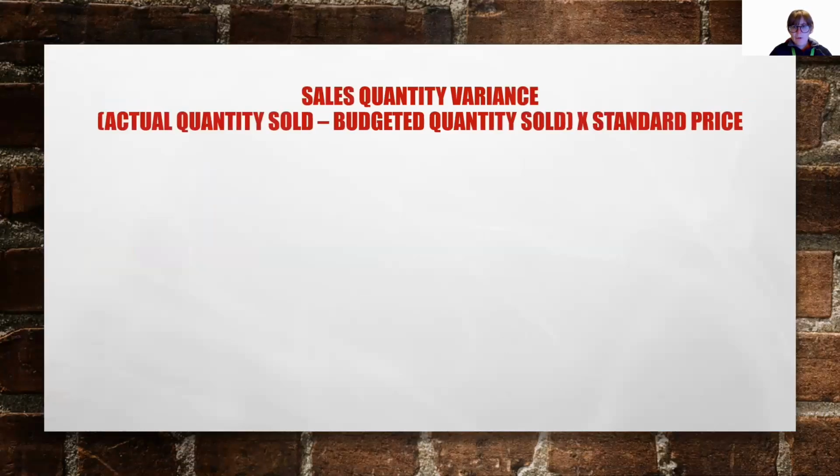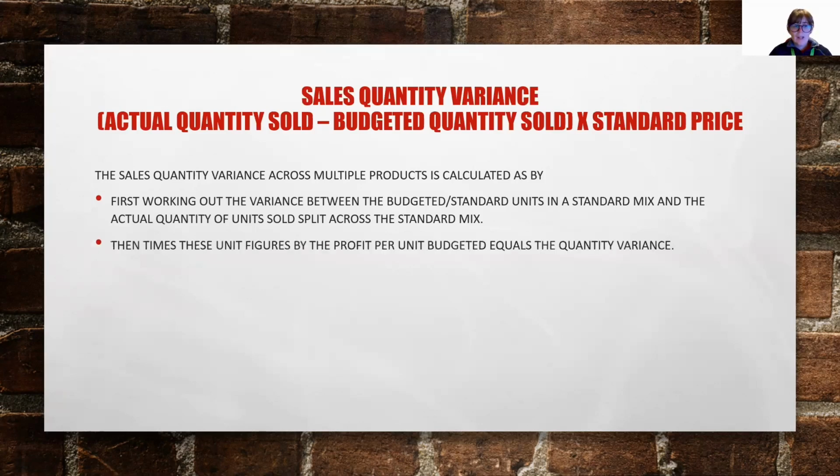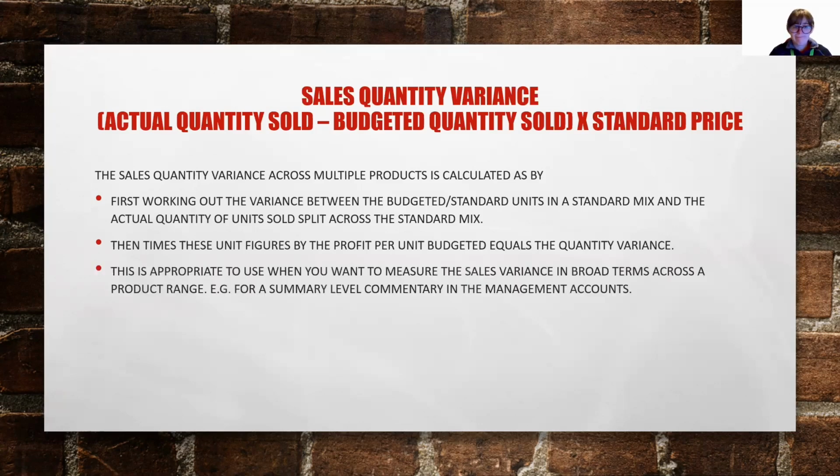Sales quantity variance then, well, this can be calculated by doing your actual quantity sold less your budgeted quantity sold, multiplied by your standard price. How do we calculate it then in a multi-product environment? Well, firstly, we would have to work out the variance between the budgeted or standard units in a standard mix and the actual quantity of units sold and split across the standard mix. These unit figures would then be multiplied by the profit per unit in order to equal that quantity variance.